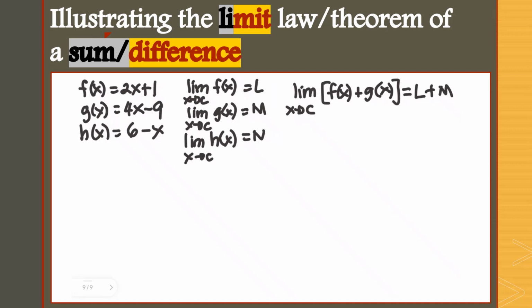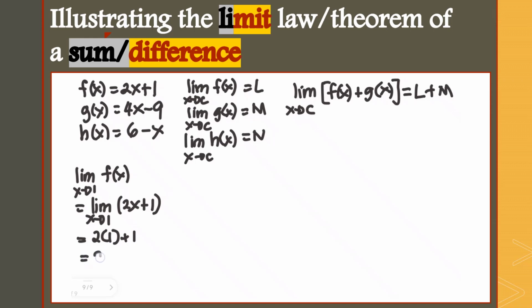So for illustration, let us try to solve first the individual limits for a certain constant. What if the limit of f of x as x approaches 1? This would be equal to the limit of our function 2x plus 1 as x approaches 1. So we can use substitution here. 2 times 1 plus 1 will get 3. That should be our L.